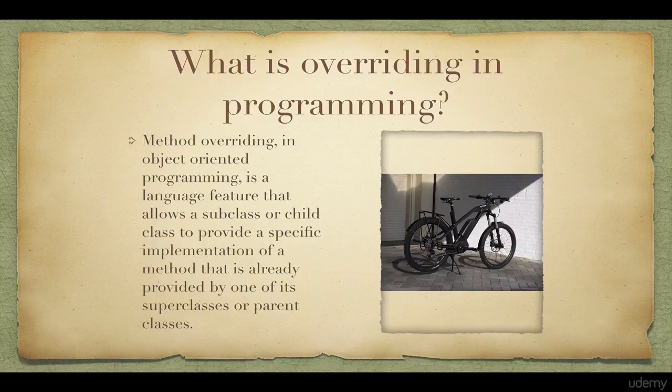Method overriding in object-oriented programming is a language feature that allows a subclass or child class to provide a specific implementation of a method that is already provided by one of its superclasses or parent classes.